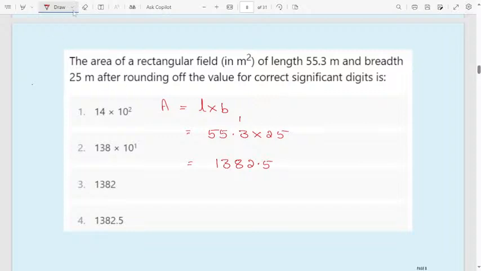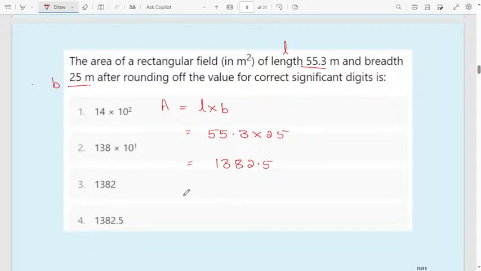We will not consider the decimal place. According to the option, we will see here. The area of a rectangle is given in meter square. This is the length, this is the breadth. What is the value after rounding off with the correct significant digits? Multiply, you will get 1382.5. Then here you have to round off to the proper significant figures.